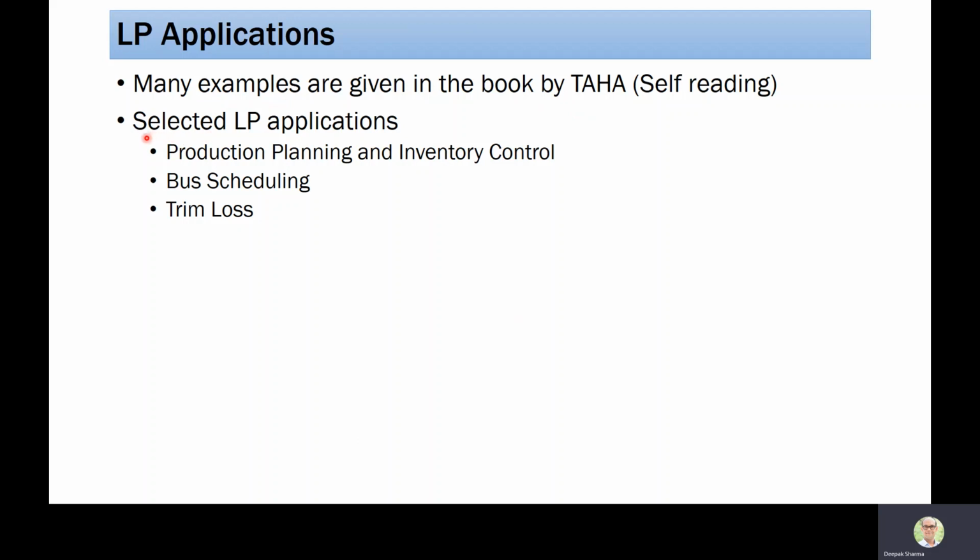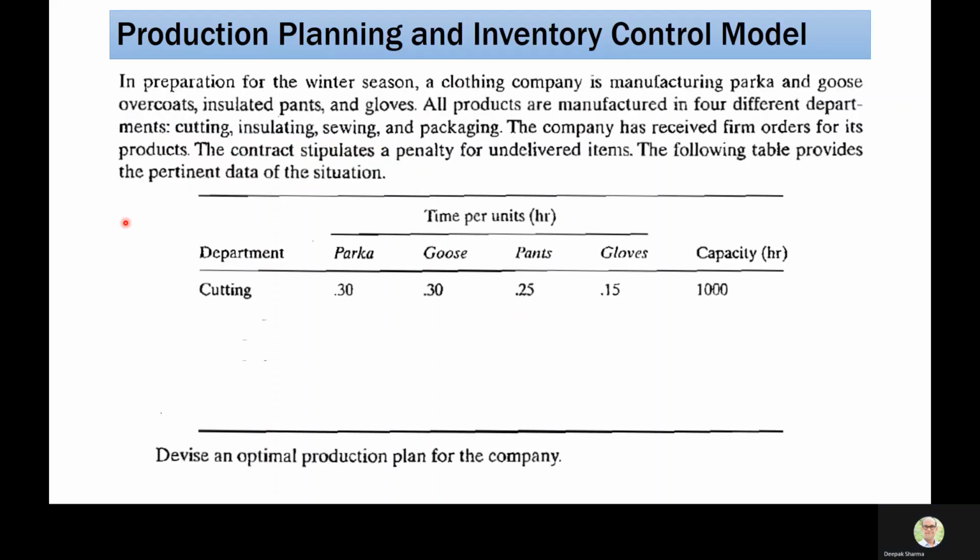We will be discussing a few specific applications such as production planning and inventory control, bus scheduling, and trim loss. Let us start with the production planning and inventory control model. The problem statement says that in preparation for the winter season, a clothing company is manufacturing parka and goose overcoats, insulated pants, and gloves.